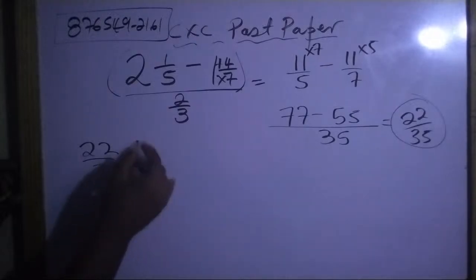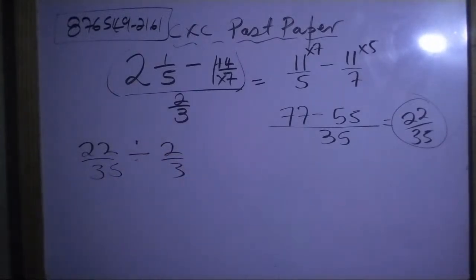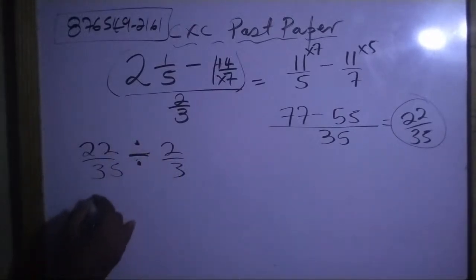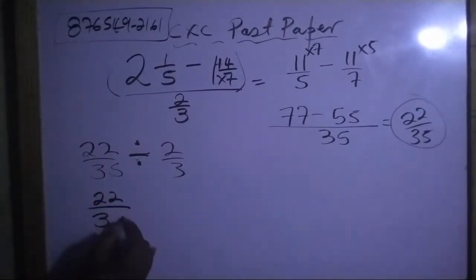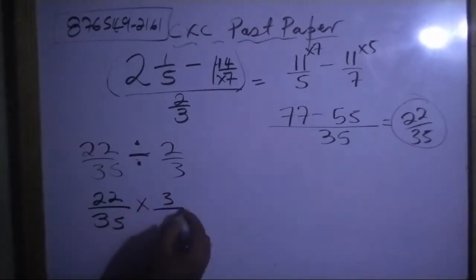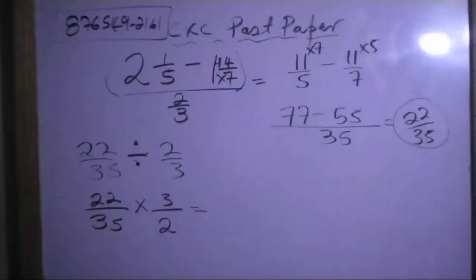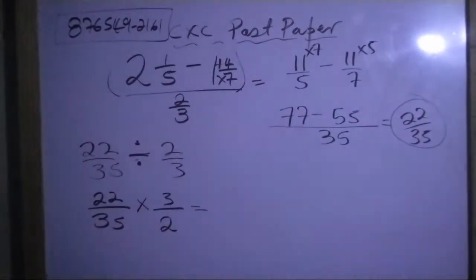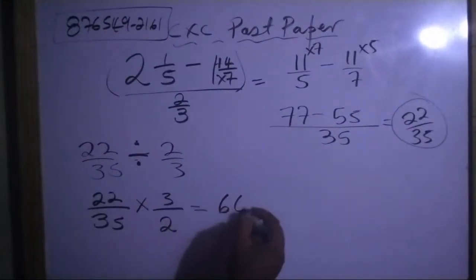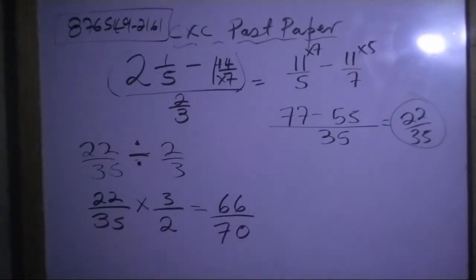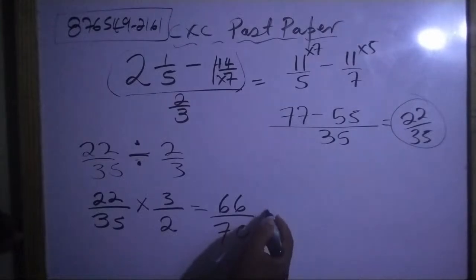22/35 divided by 2/3. Now remember what they say, according to the rule, when we are dividing, we're supposed to change the division sign. So we keep the first fraction first, which is 22/35 times 3/2. And now we can cancel, or we can just multiply across. So I'll just multiply across, guys. 22 times 3, that's 66/70. But it can be reduced because 2 can go into both of them without a remainder. So that's how they got the 33/35.